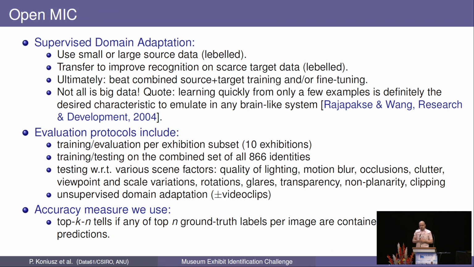The evaluation protocols that we propose here are training and evaluation per exhibition, so this is 10 experiments. Also training and testing on the combined set of all 866 exhibits. We also break down performance with respect to different scene factors, such as quality of lighting, motion blur, occlusions, and so on, to identify what is the most detrimental for the performance. And we also use the top-K N measure here, which quantifies whether any of N ground truth labels are contained in top K predictions. So we want to be lenient towards the network if it's able to recognize at least one of the exhibits in the image.